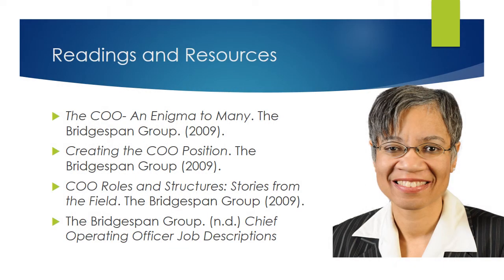We have 4 readings and resources assigned for Week 1, and they're all designed to give you a sense for what a Chief Operating Officer does, whether or not it's needed, understanding the roles and responsibilities, and then also helping you to write a description in the event that you find yourself in the need to do so. So the first assignment is the COO, an enigma to many. The second is creating the COO position. The third is COO roles and structures, stories from the field. And then the last one is Chief Operating Officer job descriptions. And these are all provided by the Bridgespan Group.